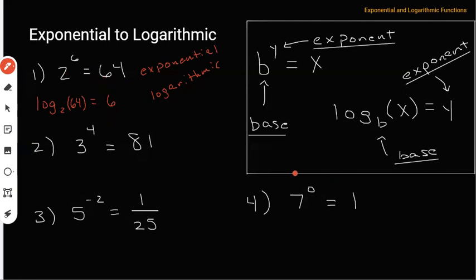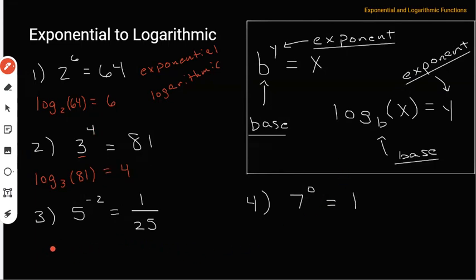Okay, for number 2, notice that the base is going to be 3. So that's going to become the base of my logarithm. Now the exponent is going to go on the other side of the equal sign. I'm going to take my result, which is 81, and put it inside the parentheses. And then the exponent goes on the other side. So that 4 is going to go to the other side of the equal sign. So logarithm base 3 of 81 is equal to 4. That's how we would say that.